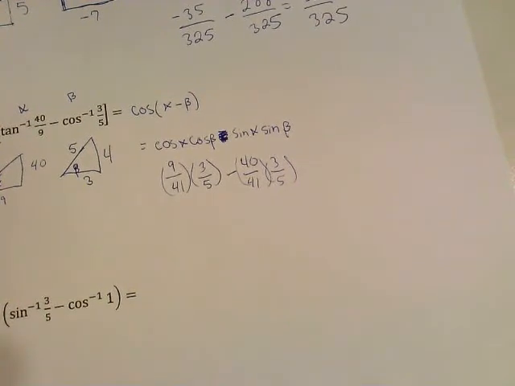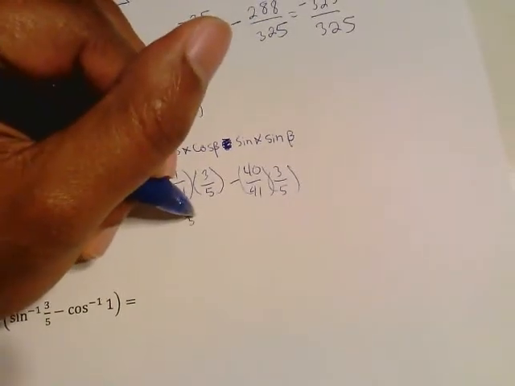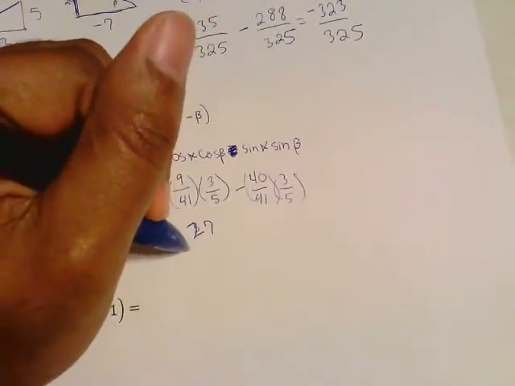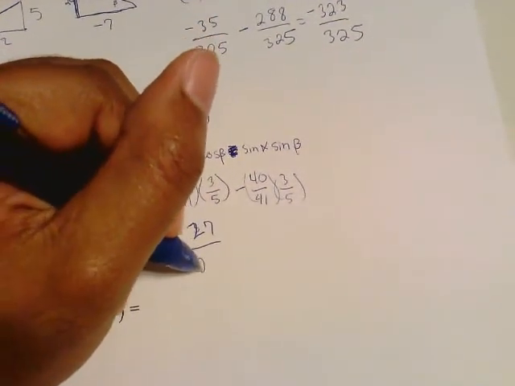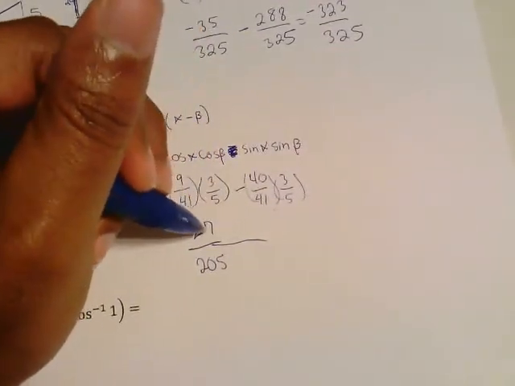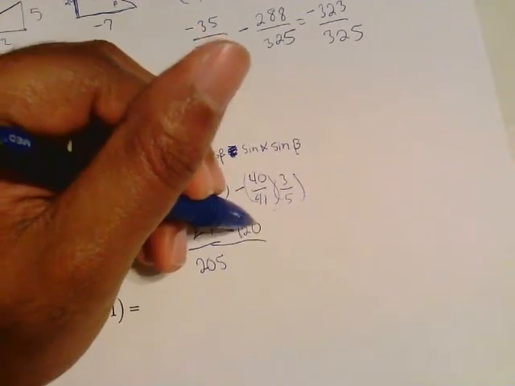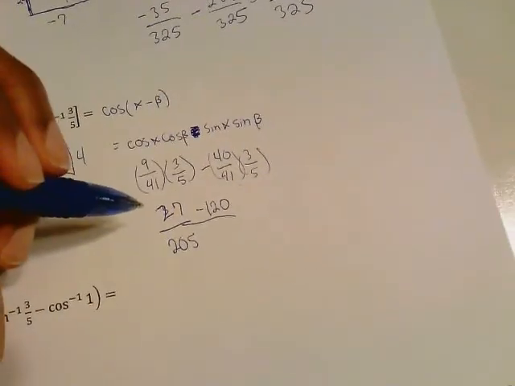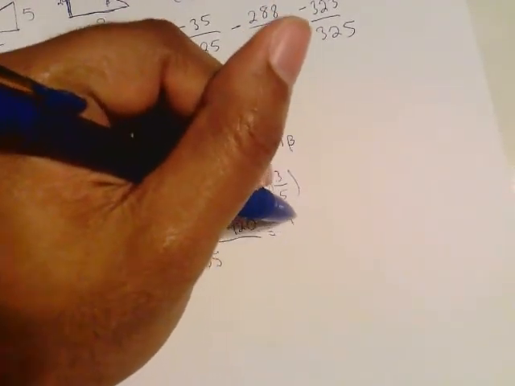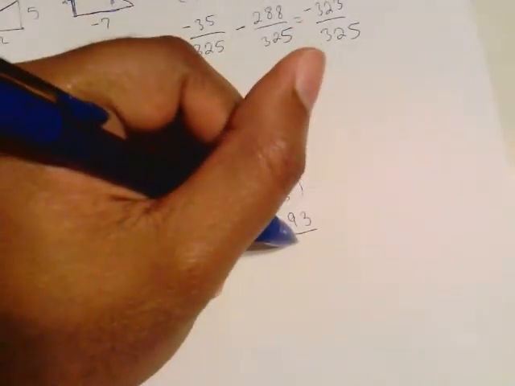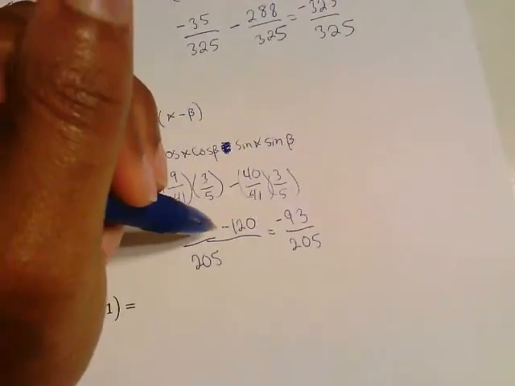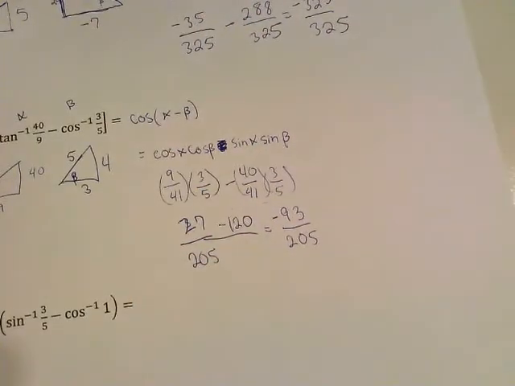So then we simplify it. We'll have 27 over 205, and our denominators will be the same, so we can put the numerators together. So 27 minus 120 over 205. And we'll subtract these, so that will be negative 93 over 205. Right, 93, 27, 120. Yep, so that is our answer.